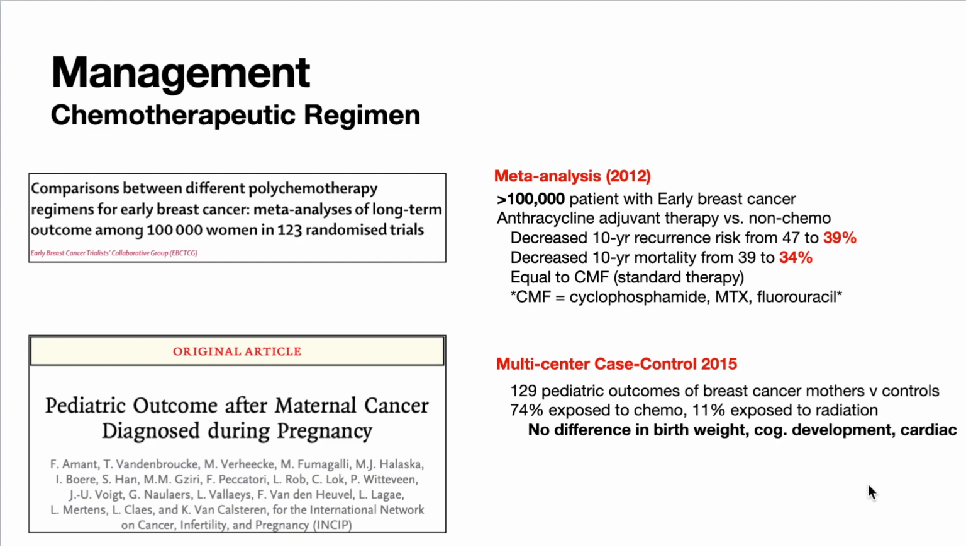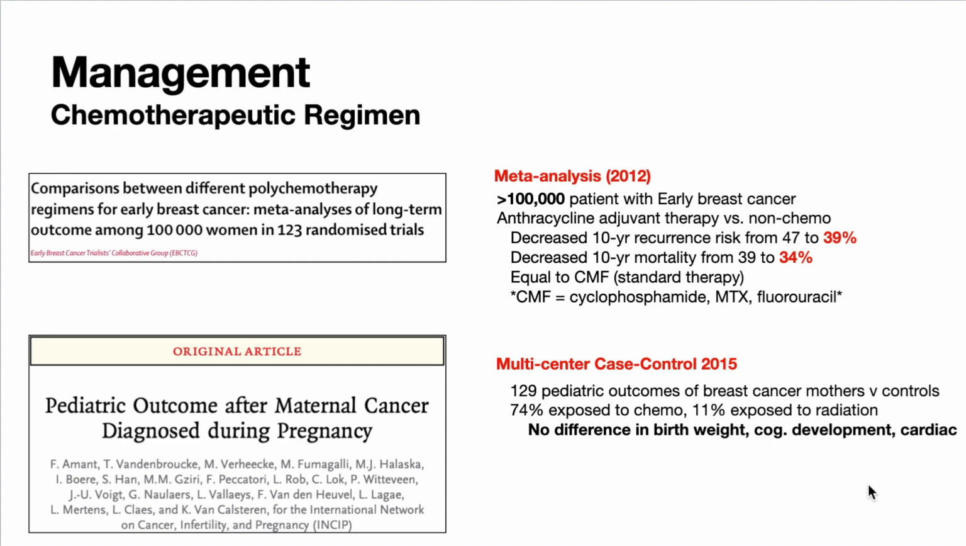So this was a huge meta-analysis of over 100K patients, and it was shown that AC, which is anthracycline and cyclophosphamide, is equally effective to CMF, and there's actually decreased recurrence risk when you're comparing non-treatment to AC treatment. So that's what the 10-year recurrence and the 10-year mortality rate is associated with.